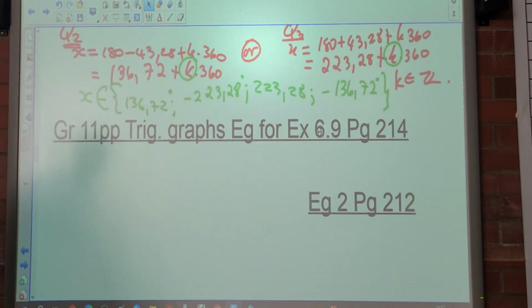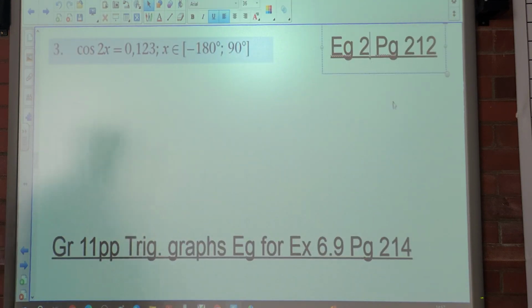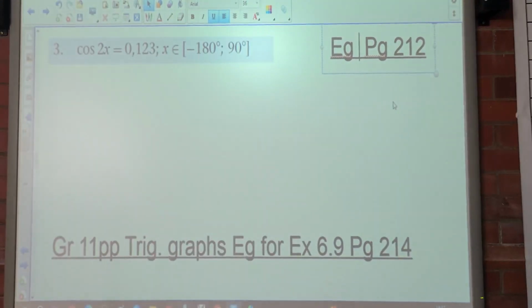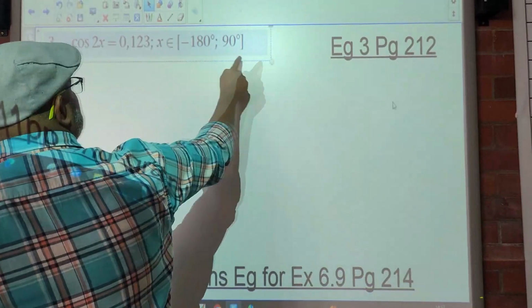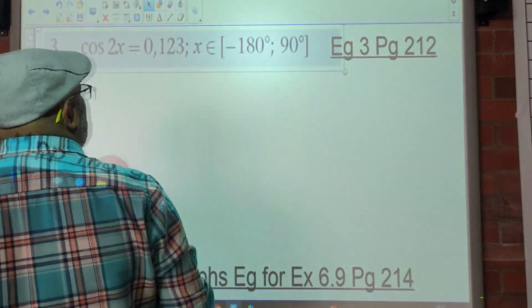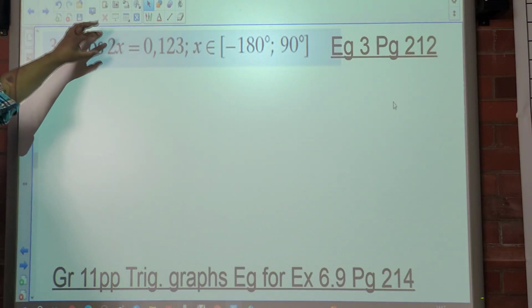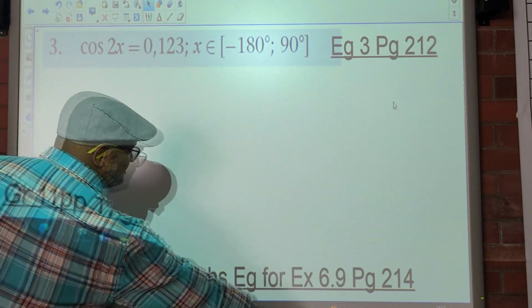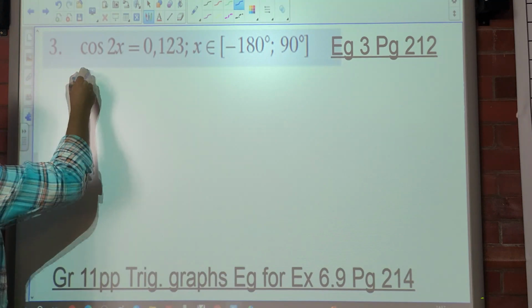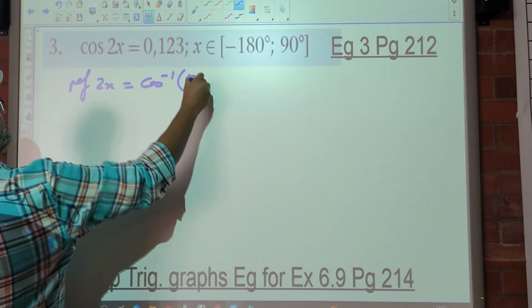So the next one, number 3. Number 3 is on which page? Same page. The question again says solve for x for 2x cos 2x is equal to 0,123 for x in an element of negative 180 to 90. So when we start, we need to get the trig ratio on its own. Is it on its own? Yes. So I can now go R cos. So we say our reference 2x is equal to R cos of 0,123.